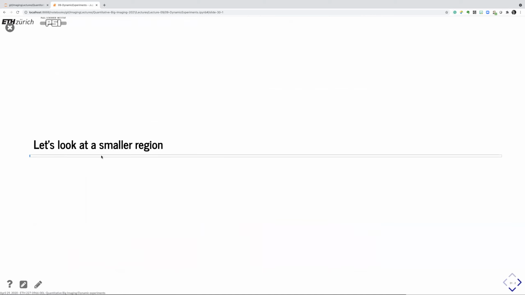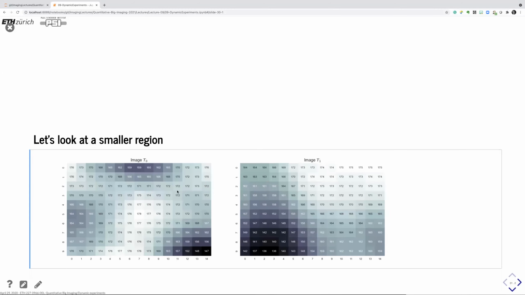Let's look at a smaller region. It should also work, I hope. Yep. And here we can see that they are quite shifted from each other. So it's hard to identify which region belongs to what. And then we want to correlate these two or register these two.